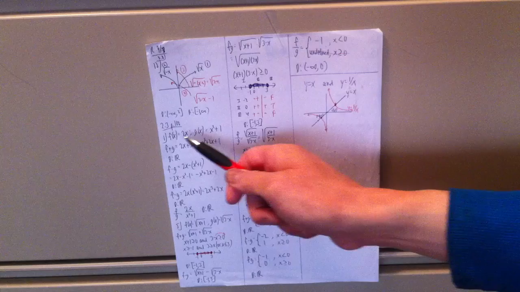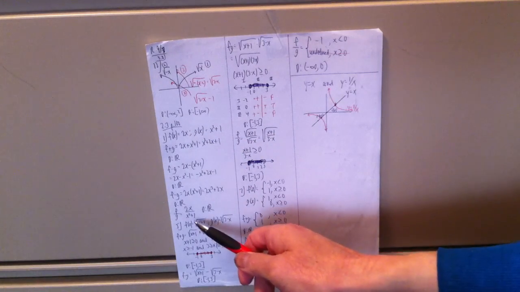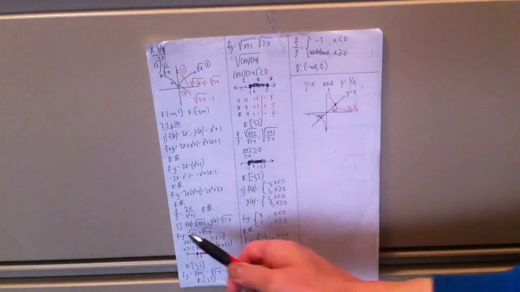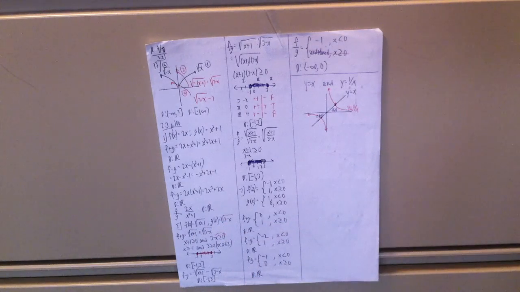F divided by g is just that divided by that, 2x over x squared plus 1. The only trouble might be if the denominator is 0, but the denominator can never be 0. X squared plus 1 is always positive, so the domain is again all real numbers. And number 5 is a little bit harder. So f of x equals square root of x plus 1, g of x equals square root of 3 minus x. So you know there's going to be trouble once you have square roots.